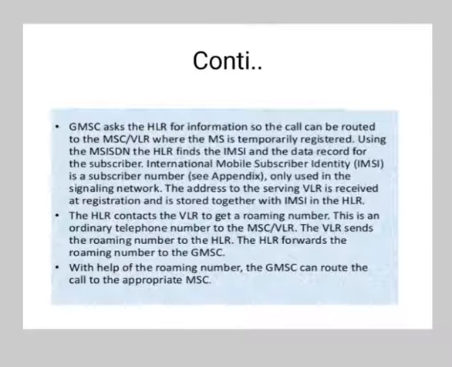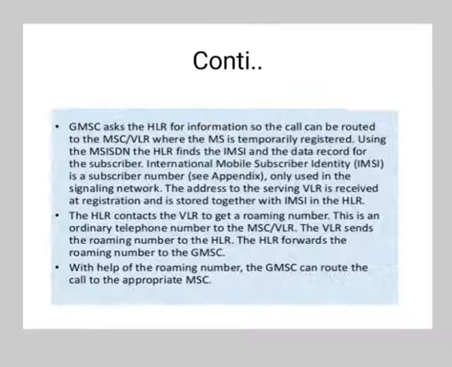So the GMSC asks the HLR for the information, so the call can be routed to the MSC or VLR where the MS is temporarily registered. Using the MSISDN, the HLR finds the IMSI and the data record for the subscriber. The International Mobile Subscriber Identity is a subscriber number only used in the signaling network. The address to the serving VLR is received at registration and it is stored together with the IMSI in the HLR.